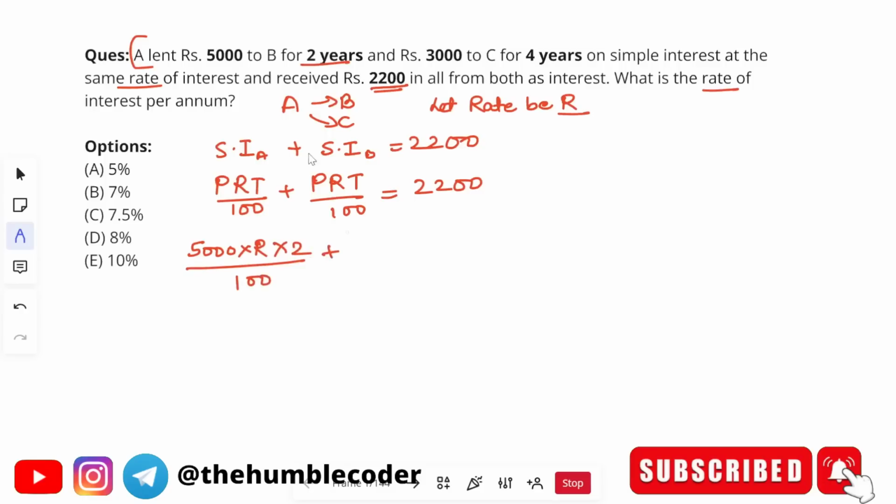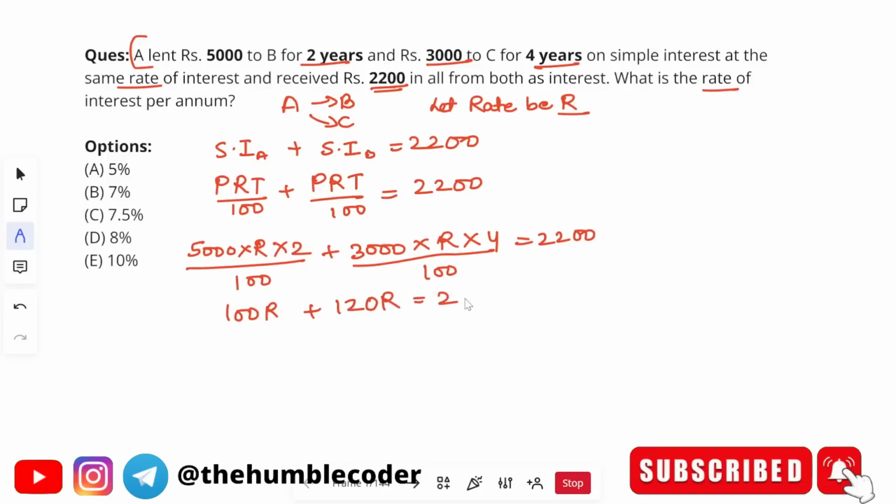Okay, then in the second one, principal amount is 3,000, rate is R because it is same for both, and time for the second one is what? 4 years. Okay, so I will put 4 here, divided by 100. Okay, and then this side we will have 2,200 only. Okay, so solving this will give us how much? 100R. Okay, plus here we will get 120R, and then this side we will have 2,200.